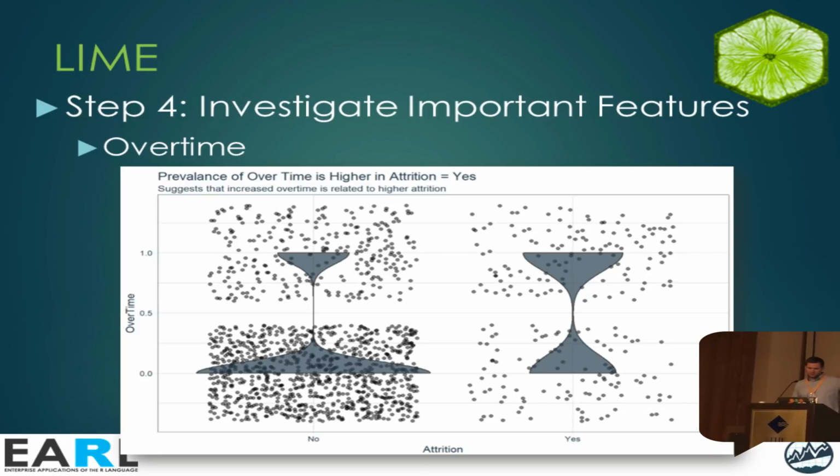So what we can see here clearly from this visualization that LIME told us is an important feature, you might want to check it out. We checked it out, and there's a very high proportion of the non-attrition folks that are not working overtime compared to that attrition class. Okay.